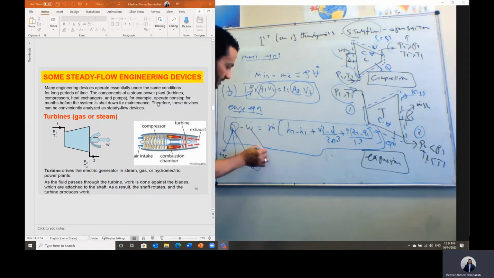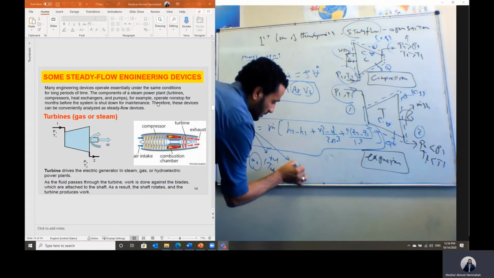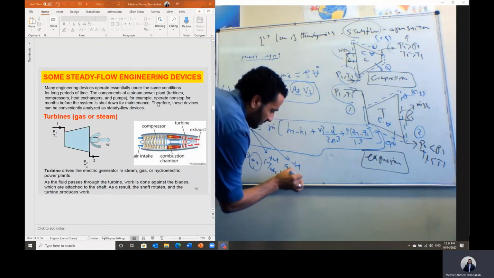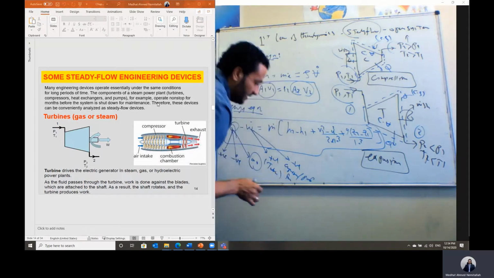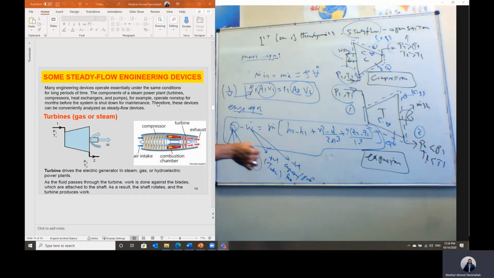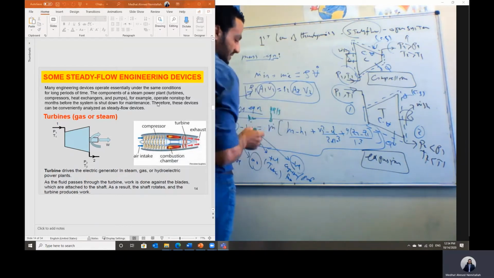And the work will have a positive sign in the case of a turbine. The work will be negative in the case of a compressor, a pump, or a fan. All of these devices are consuming work, so the sign of the work will be negative. All heat transfer and work should be substituted in kilowatts. This is kilowatt, this is kilogram per second.